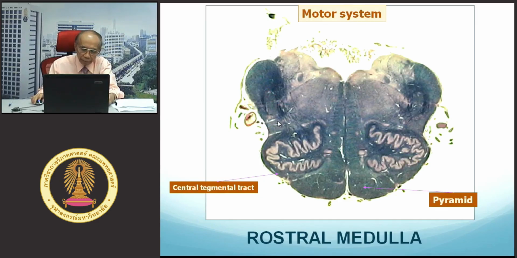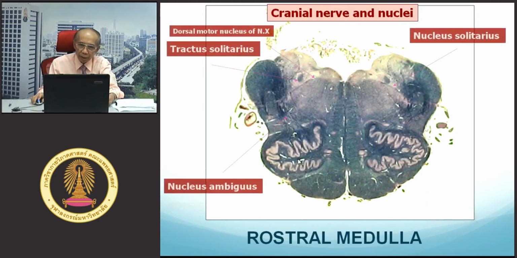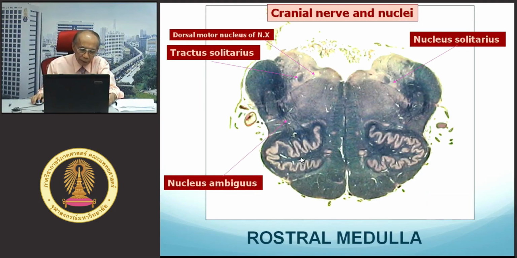The motor system includes the pyramid and central tegmental tract. The cranial nerve and nuclei include nucleus solitarius, dorsal motor nucleus of vagus nerve and tractus solitarius, and nucleus ambiguus.